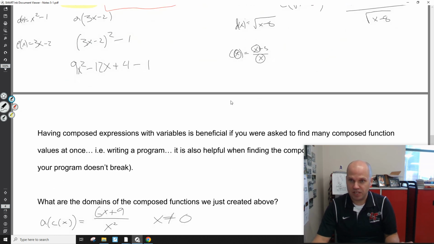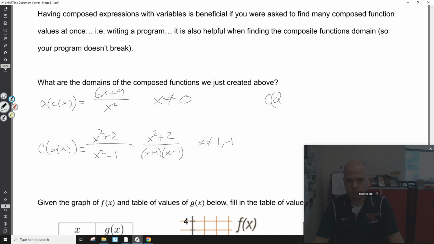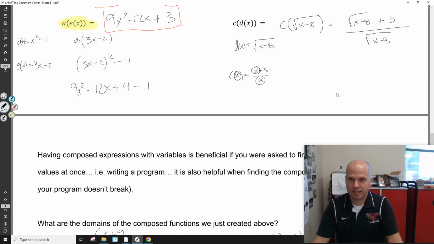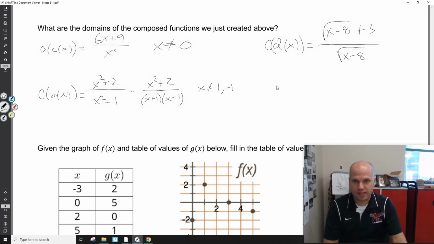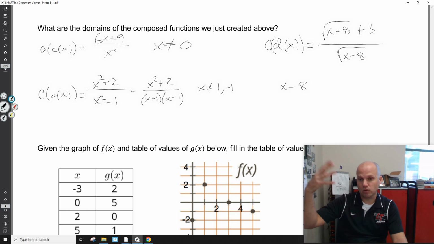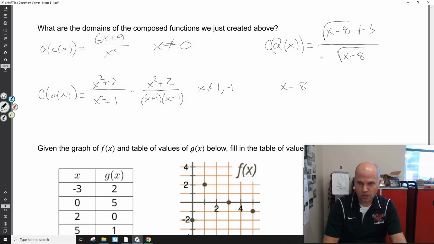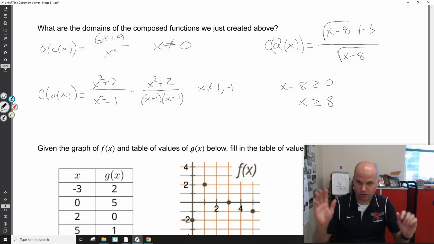Then let's look at c of d of x, which is root x minus 8 plus 3 over root x minus 8. Now, we know that we like to only plug in positive values or values that are equal to 0 into the square root. That's something that's important. Square roots like to have zeros or positives. Remember, logarithms like to just have positives. You can't plug in 0. So in this one, if I'm paying attention to the square root, x minus 8 has to be bigger than or equal to 0. Well, that means x has to be bigger than or equal to 8. Okay, that's a good restriction.